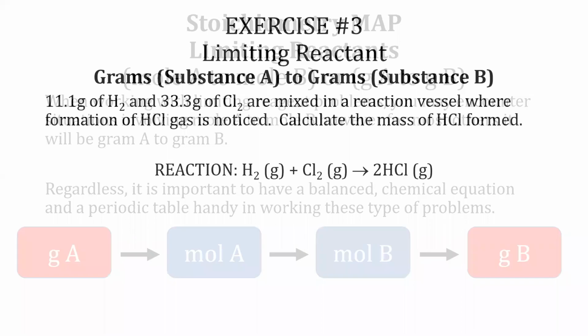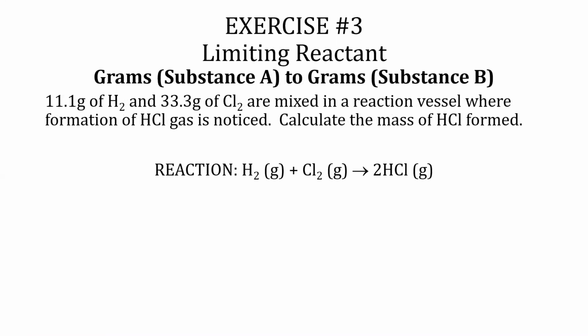Exercise 3 involves a limiting reactant, involving grams of A to grams of B. 11.1 g of H2 and 33.3 g of Cl2 are mixed in a reaction vessel where formation of HCl gas is noticed. Calculate the mass of HCl formed. The reaction is H2(g) + Cl2(g) forms 2 HCl(g).